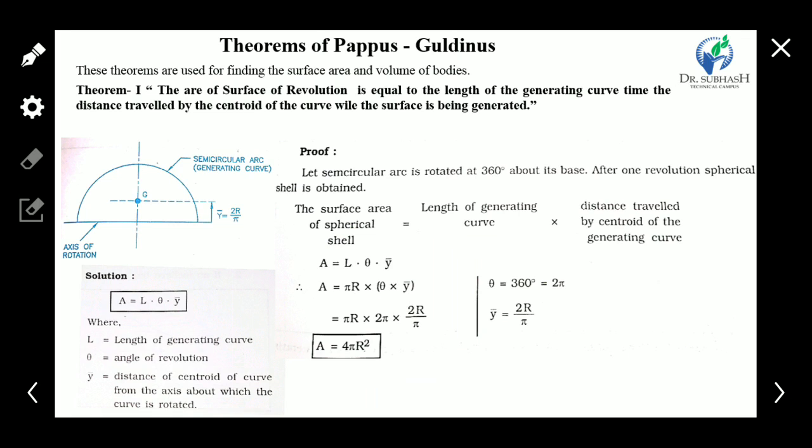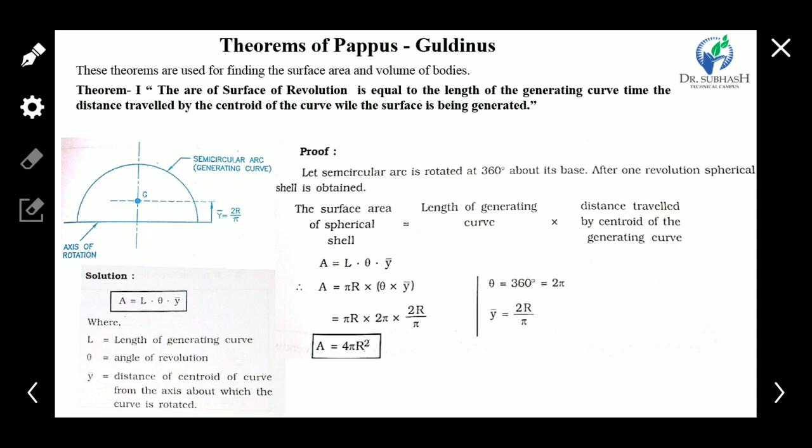Pappus-Guldinus theorem for hollow type objects. Well, this theorem is used to find out the surface area and volumes of bodies. Okay, so let's see the statement of theorem.